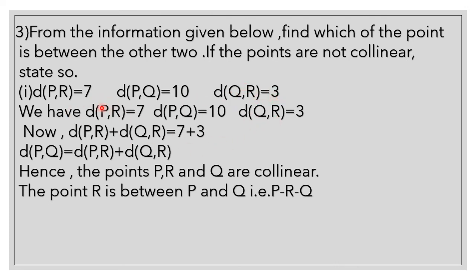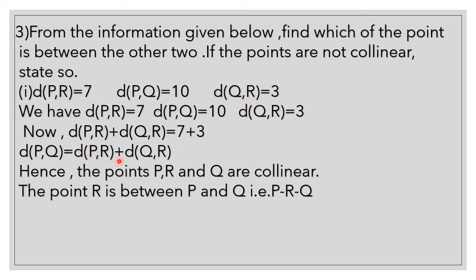First, we will write whatever is given to us, so we have written it here. Now, if you observe, the distance between the points PR, which is 7, and the distance between the points QR, which is 3, if we add these two distances, we get the distance between the points PQ. Hence, distance PR plus distance QR is equal to 7 plus 3, and that is equal to the distance PQ, which is 10. Hence distance PQ is equal to distance PR plus distance QR.